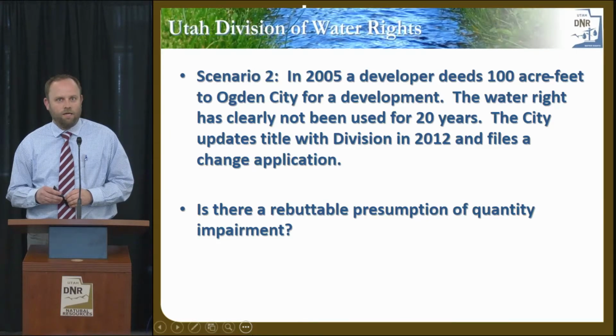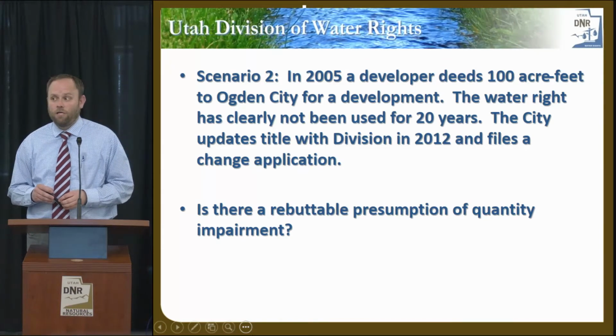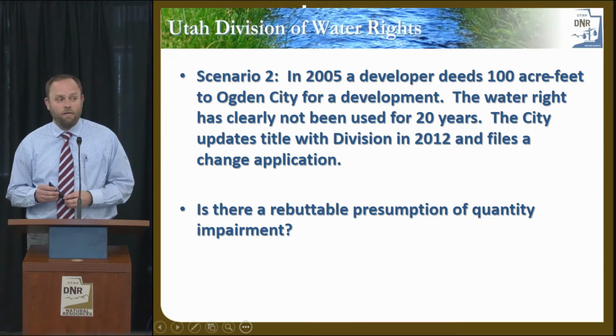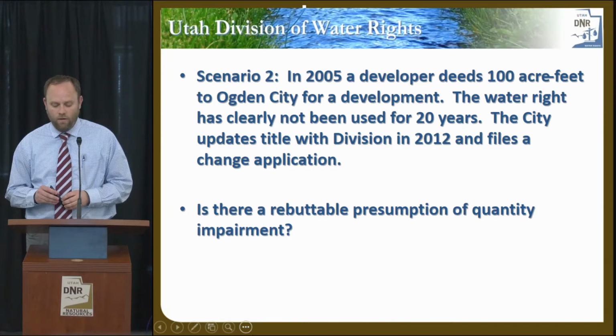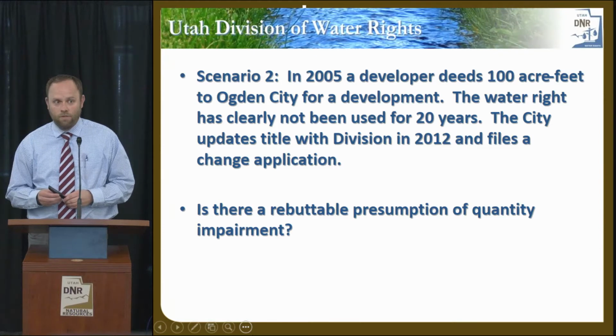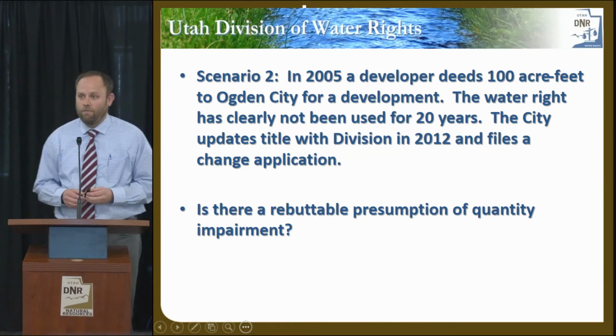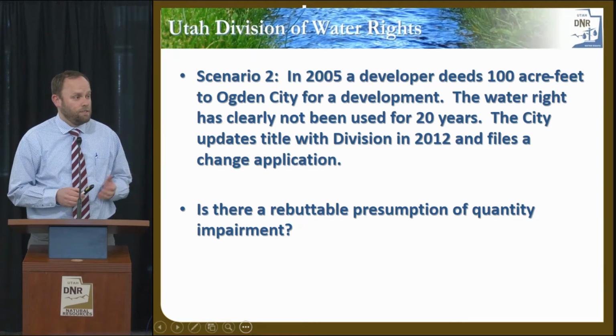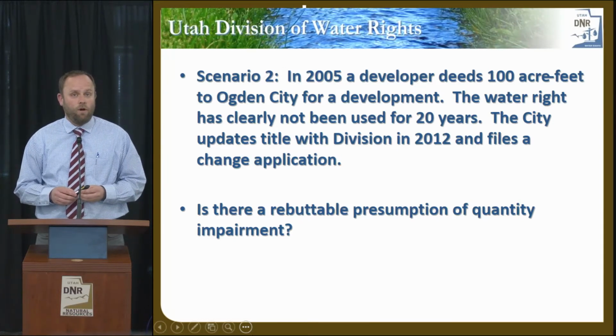What do you think? No, why not? It's before 2008, right? They acquired it, even though they didn't update title until 2012. It was when they actually acquired the water right, and that's the key date. Okay, what if the deed was signed in 2012 concurrently with the title update in our office? Does the rebuttable presumption of quantity impairment apply? It would in that case, because we're after 2008. So if the water right hasn't been used for 7 years, then we might have a problem there.